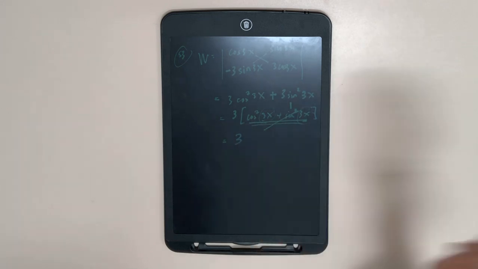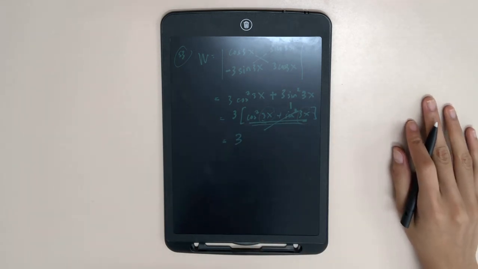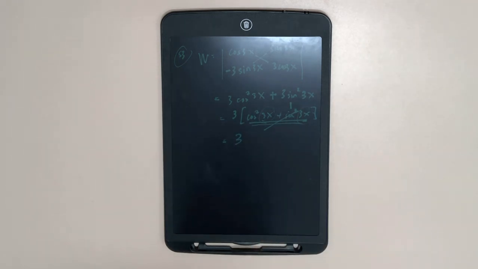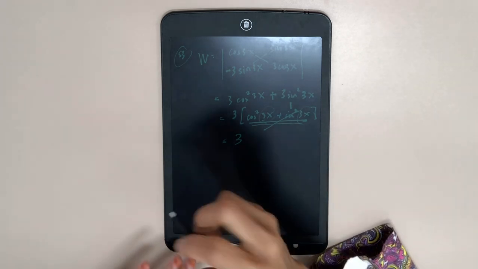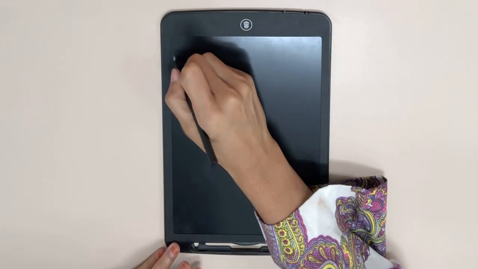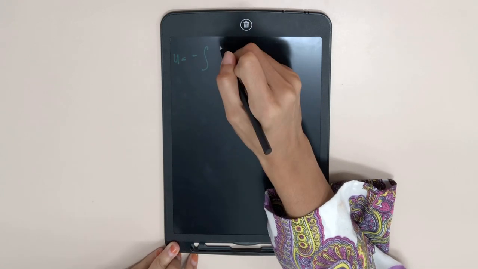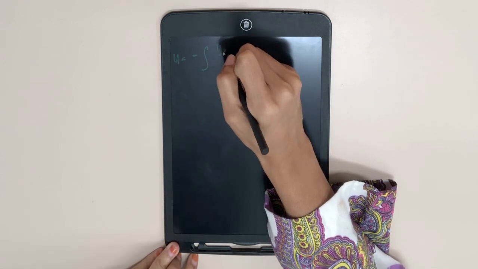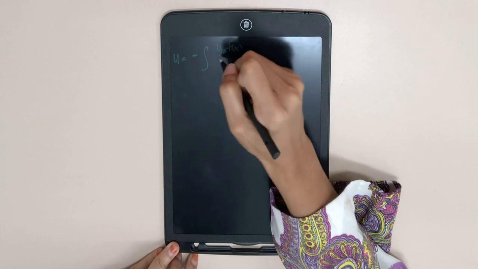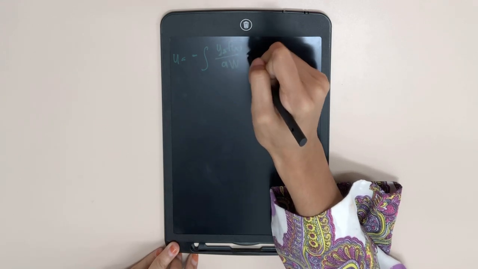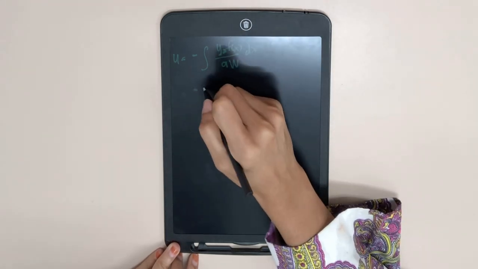So we have your W equal to 3. Your W is equal to 3. Then step number 4, you need to calculate u and also v. So u is negative, integrate y2 f(x) over W dx. So fill up this first.